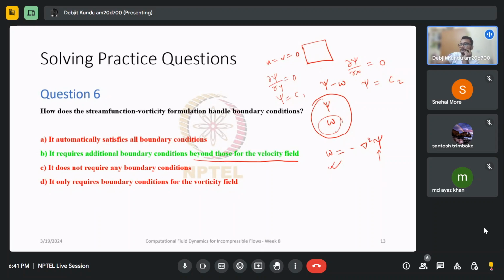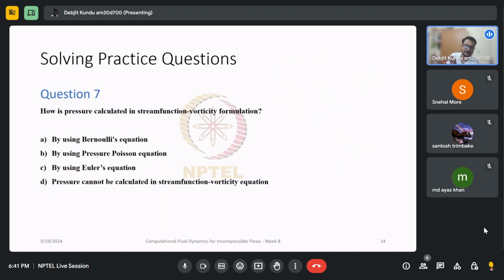Okay, so if there are no questions, we'll move on to question number 7, which is asking us how is pressure calculated in stream function vorticity formulation? Is it by using Bernoulli's equation, by using the pressure Poisson equation, by using Euler's equation, or simply pressure cannot be calculated in stream function vorticity equation? It's just impossible to calculate pressure. Which one is it? Option A, B, C, or D?